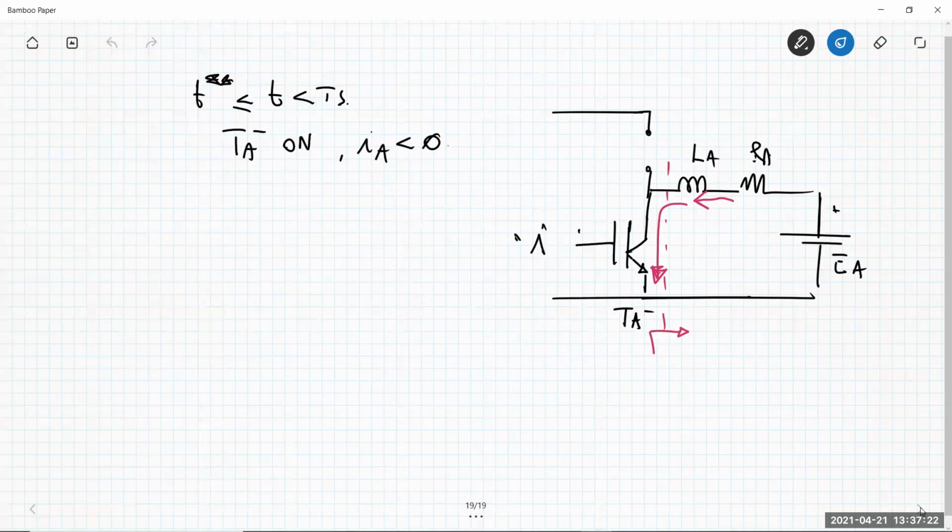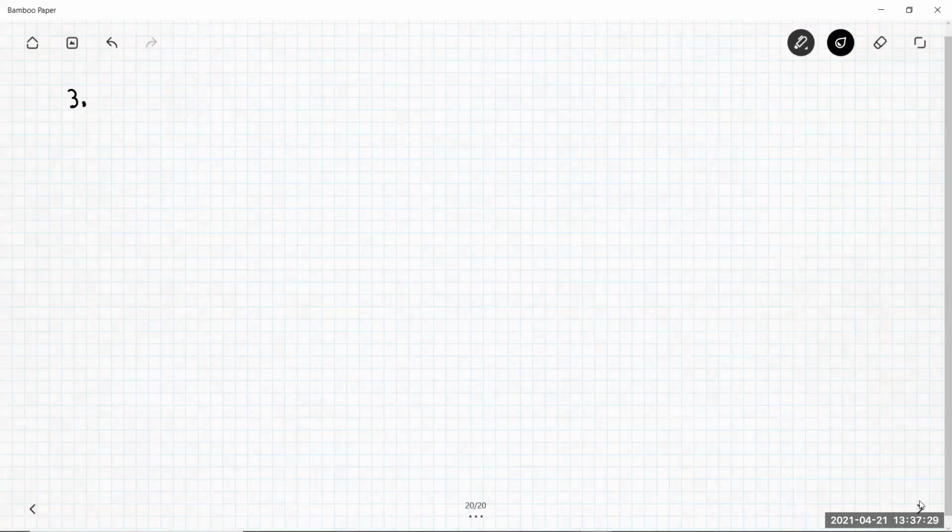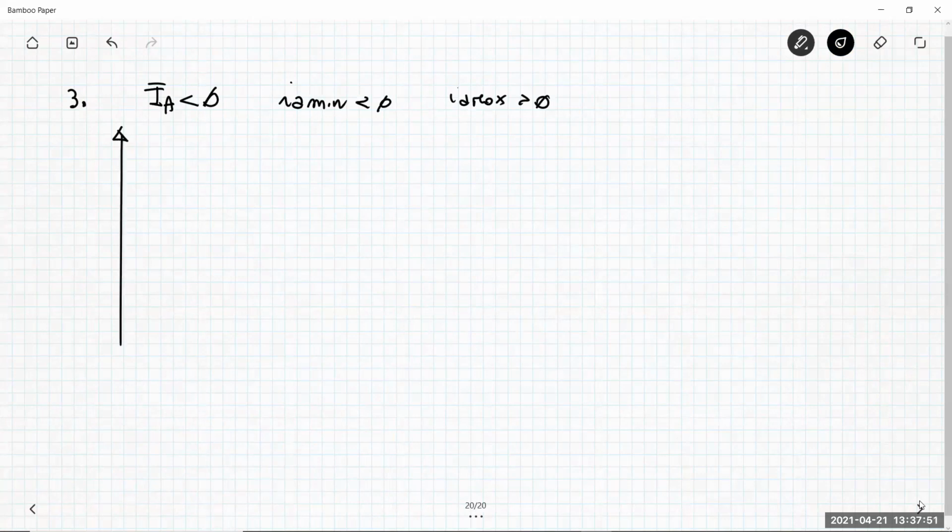This is the second situation. There is another situation that we called free, in which now the average current is negative, but not all the current is negative. For example, IA minimum is negative, but IA maximum is positive. This situation is totally similar to the previous one, to the situation number 2.